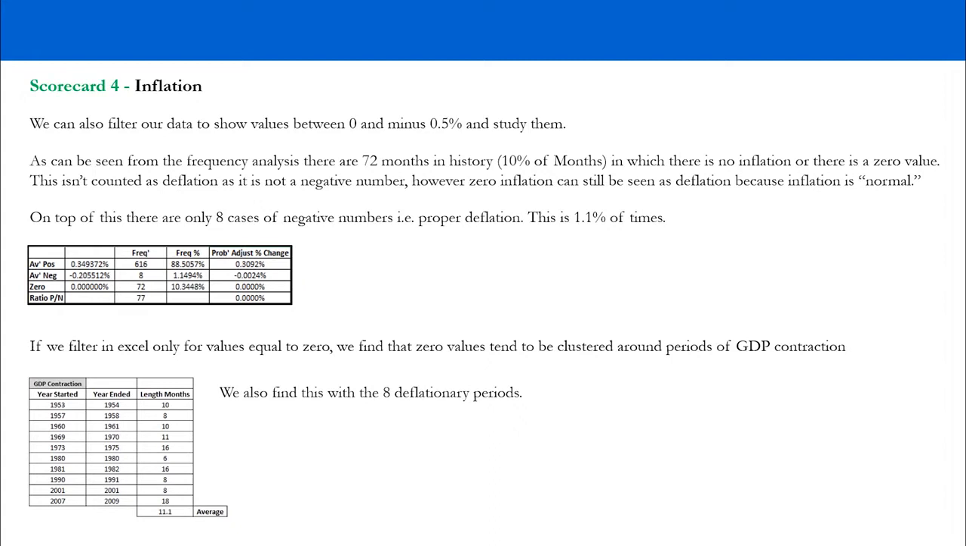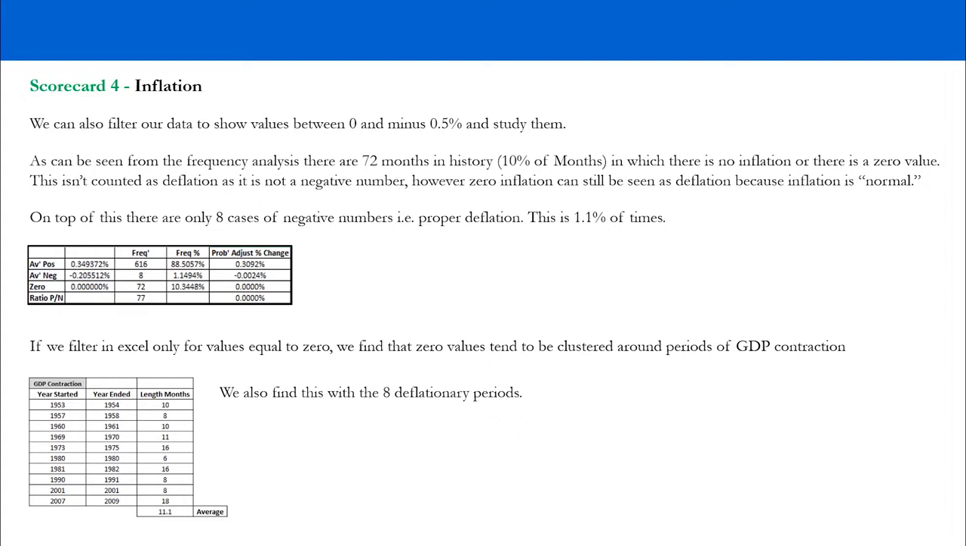So what we can do is filter our data to show values between 0 and minus 0.5% and just study the numbers. If you look at the frequency analysis, there's 72 months in history, so 10% of months, in which there is no inflation or there's a zero value. This isn't counted as deflation classically, as it's not a negative number. However, zero inflation can still be seen as deflation because inflation is so normal.